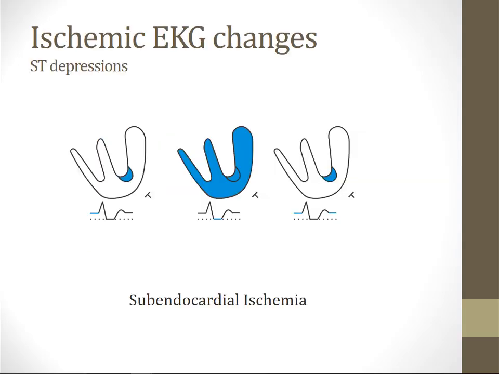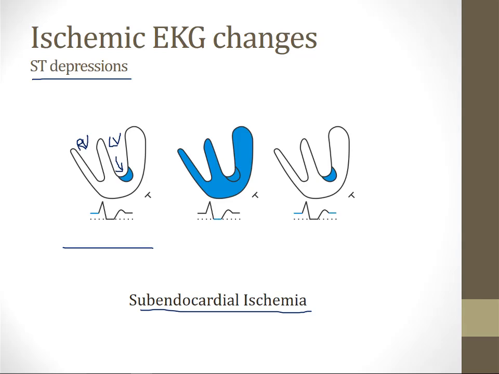Now let's talk about the EKG changes that can be seen in ischemia, and we'll start by talking about ST depressions. This is a classic finding in subendocardial ischemia. Let's start by looking at this drawing on the left side of the screen. This is a drawing of a heart. This is the left ventricular cavity here. This is the right ventricular cavity here. And this blue portion here is an area of subendocardial ischemia.